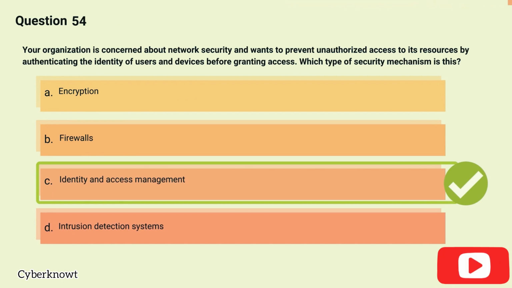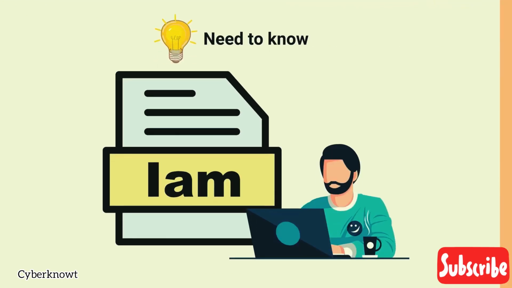Identity and access management. Explanation. Identity and access management, IAM, is a security mechanism used to authenticate the identity of users and devices before granting access to resources. It includes authentication, authorization, and accounting, AAA, mechanisms.